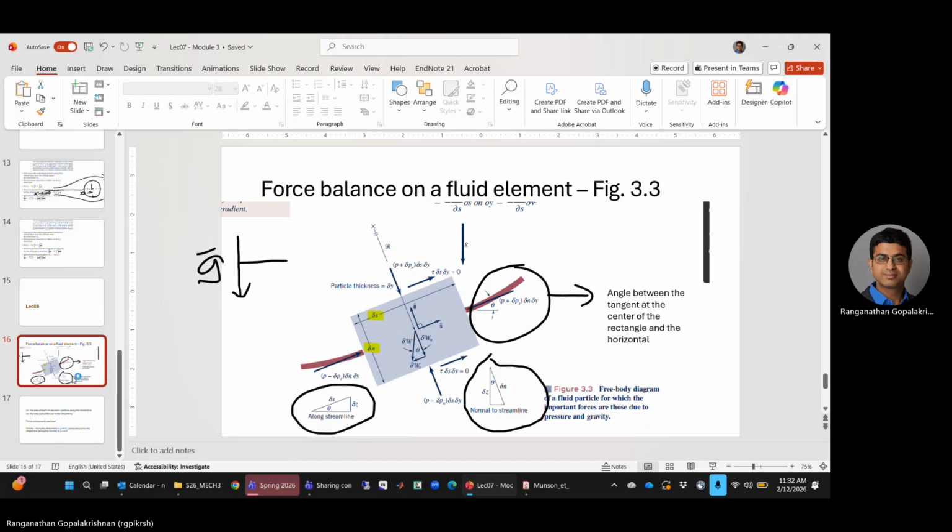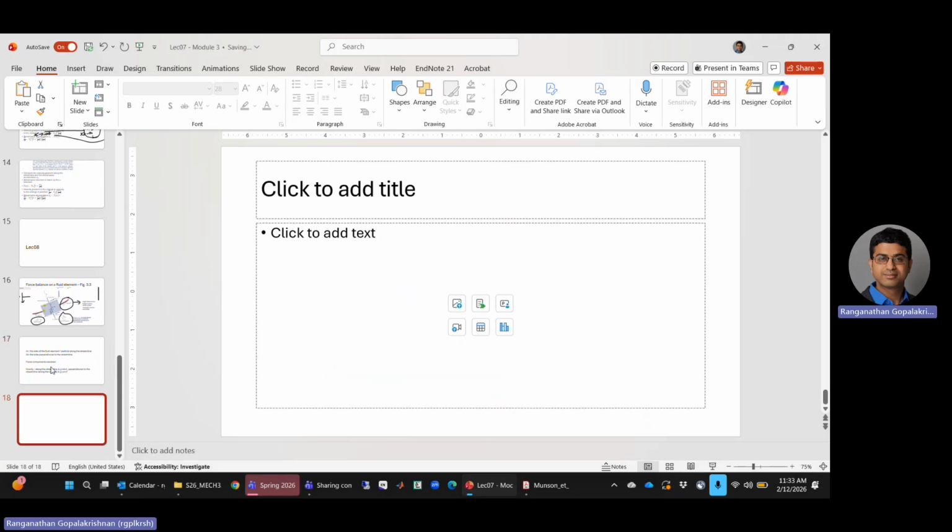Okay. What about pressure? What is the direction of pressure acting on this fluid element? How will you draw this? You just have to interpret this for me. How will you draw the fluid pressure distribution around this rectangle? I'm precisely asking you to do this.